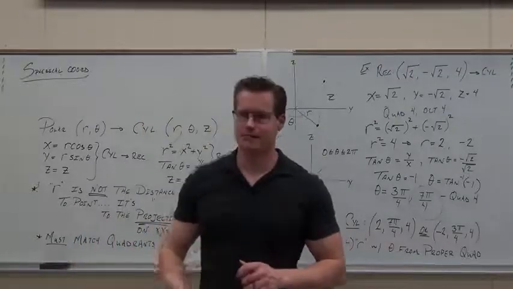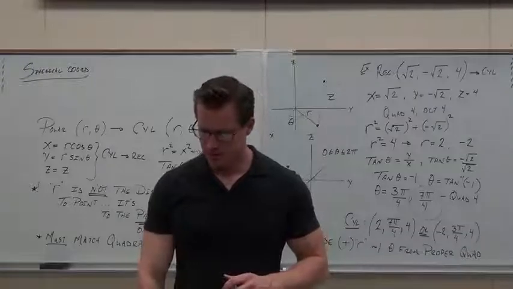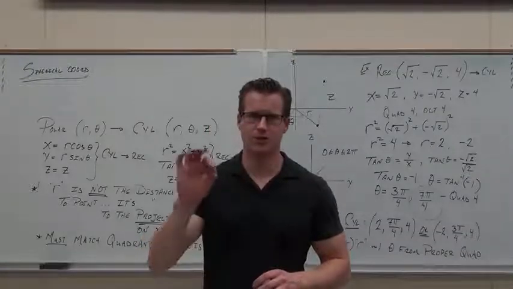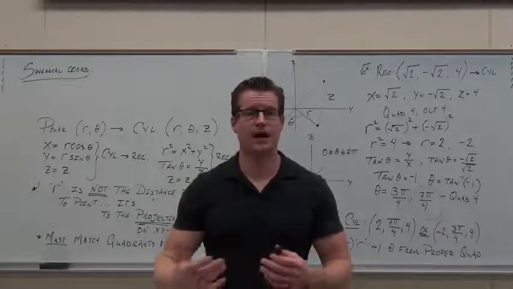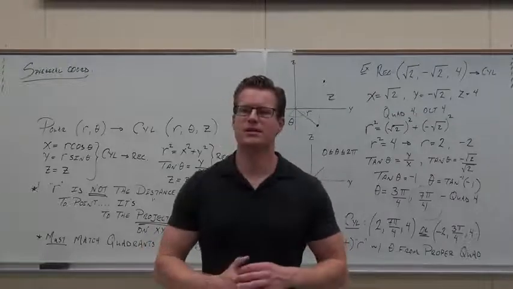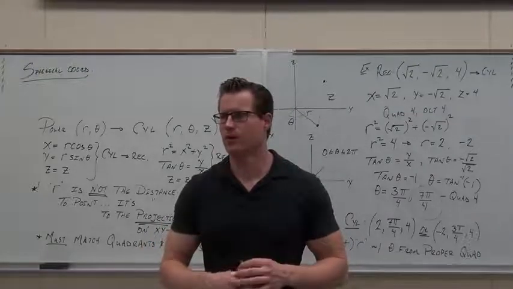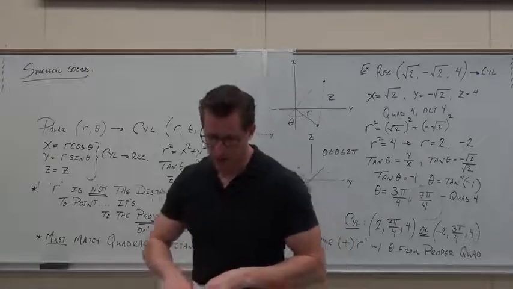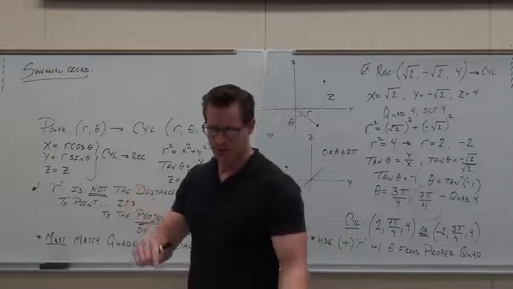Spherical does use the distance from the origin to the point, and it defines it not as r, because that's not what that means. It defines it as this thing called rho. That's Greek for r, so it talks about radius. So it uses the distance from the origin to the point.